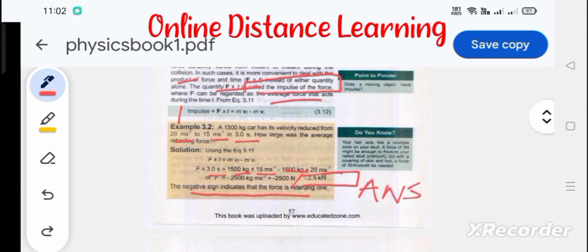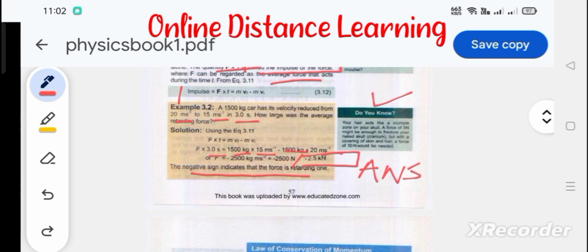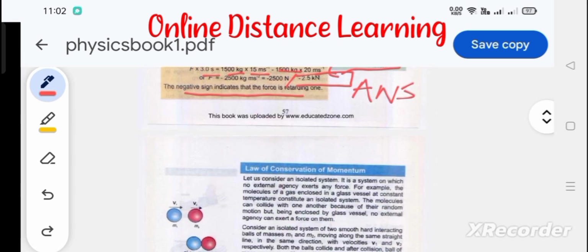So this is a very important piece of information. Do you know your hair acts like a crumple zone on your skull? A force of 5 Newton might be enough to fracture your naked skull, known as the cranium, but with a covering of skin and hair, a force of 50 Newton would be needed.